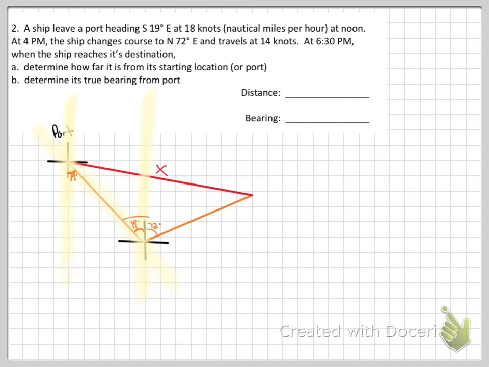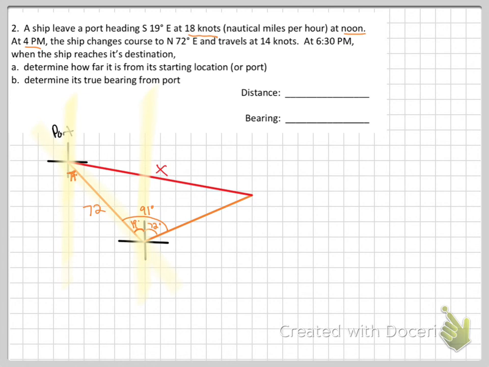Then together, 19 and 72 gives me 91 degrees. Now, well, no, we didn't put the side measurements on yet, sorry. So now you have your angles. See if you can figure out your sides. How long were you driving and at what speed? So 18 miles per hour from noon to 4. So 4 hours at 18, 4 times 18 is 72.